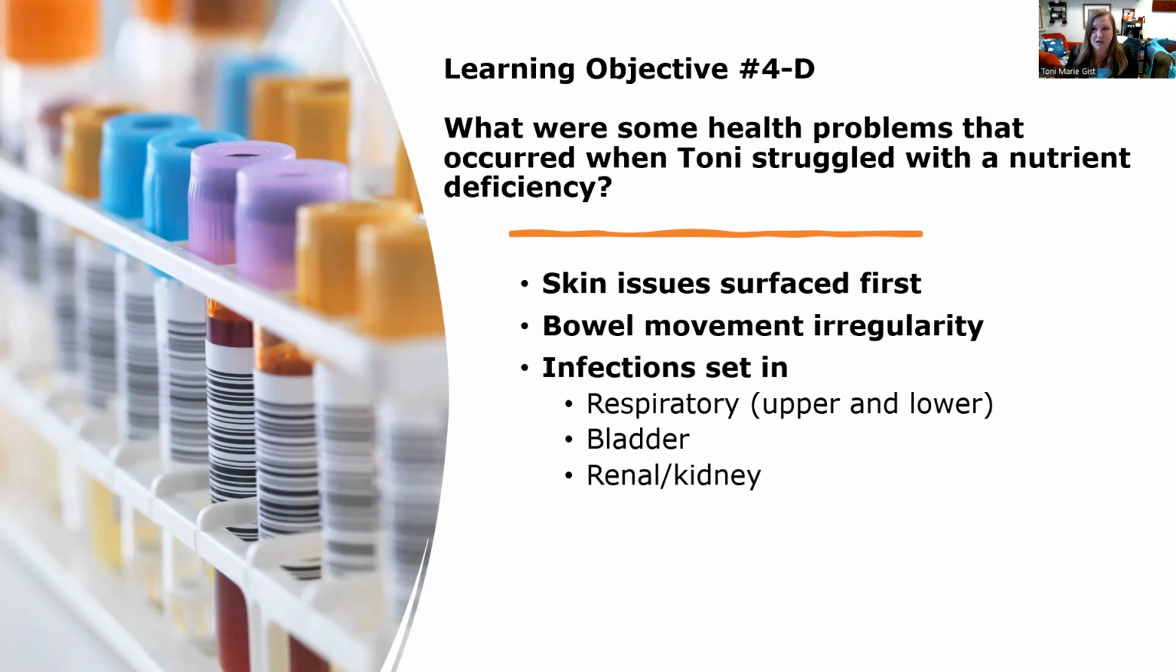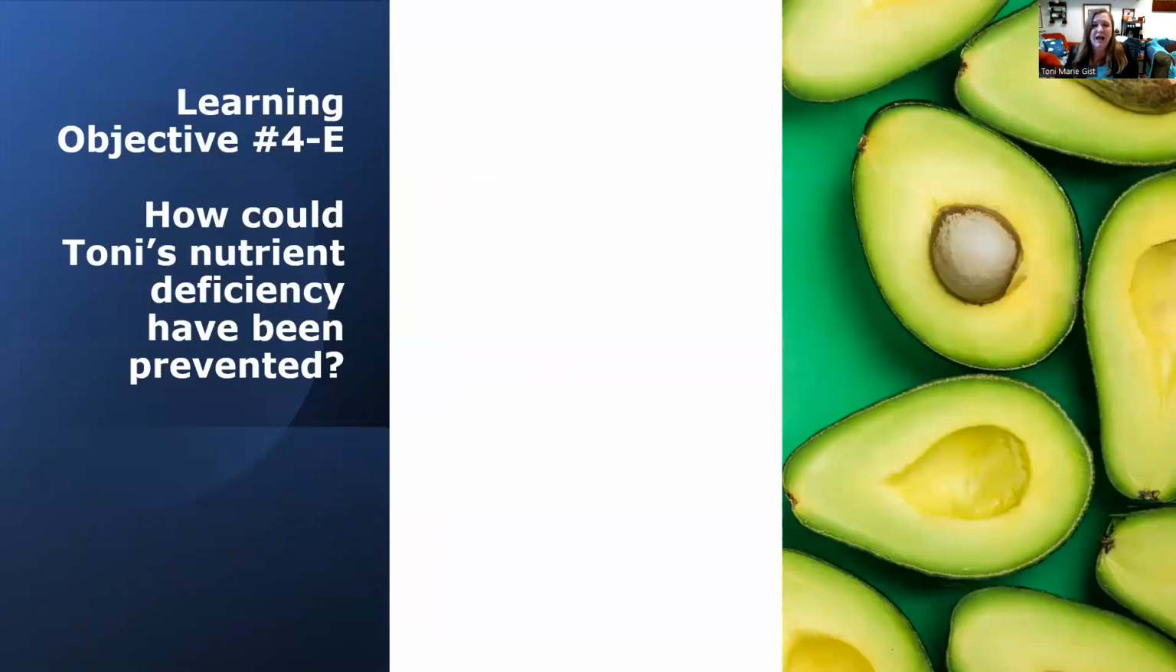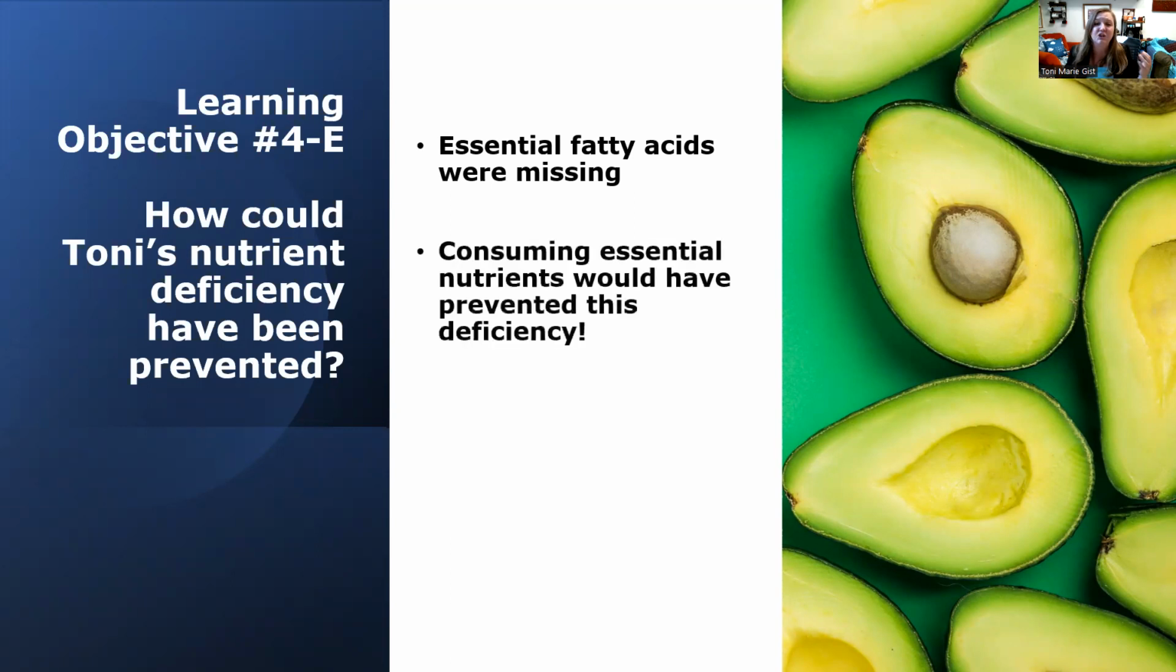Because my body was so stressed with this nutrient deficient diet, I was having major issues with my health and well-being. And you might wonder, well, how could this have been prevented? Very simply, actually, if I had more knowledge, I would have known that my essential fatty acids were missing from my diet. And if I consumed those essential nutrients, like those fatty acids, I wouldn't have had the deficiency.